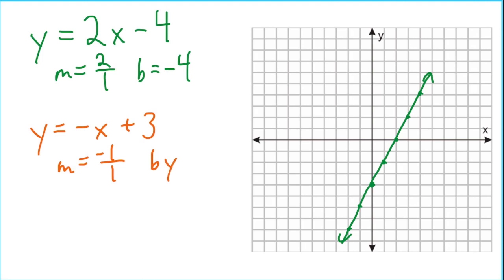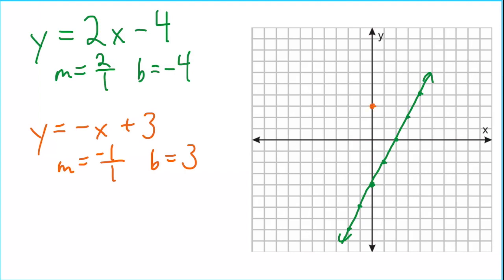Our y-intercept is 3, or positive 3. So this time, with a positive b value for our y-intercept, we're going up 3 points.